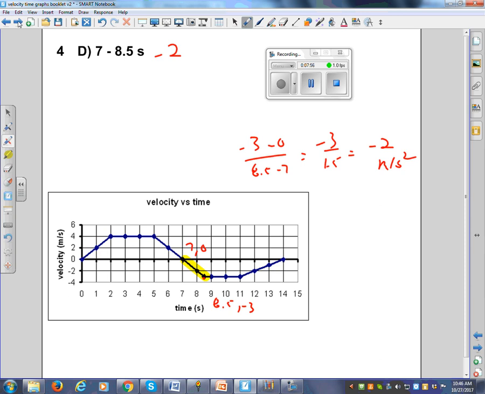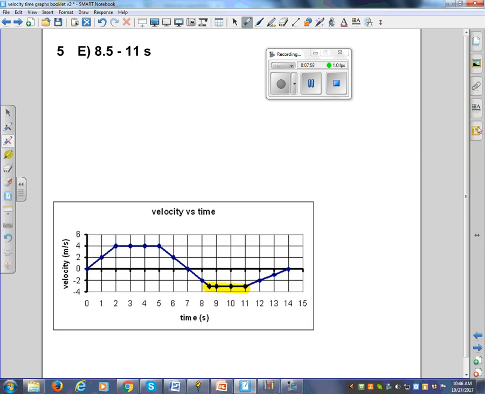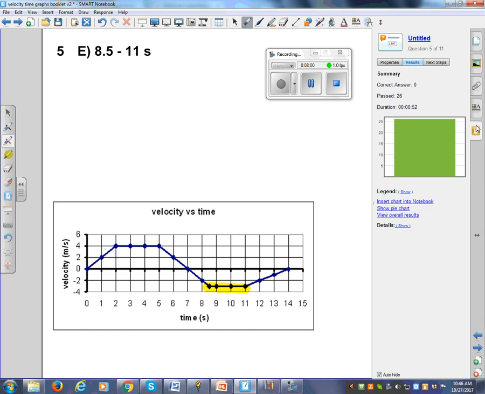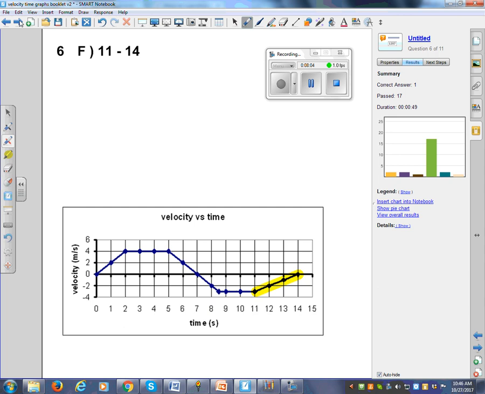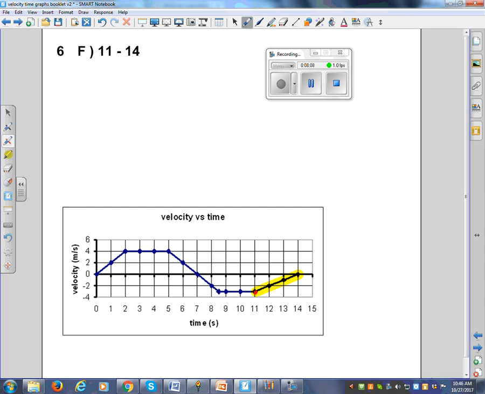Hey, what's the next one? 0. Yay, everyone got it. We're getting somewhere. We're making progress. What's the slope here? The slope is 1. This point here is 11, minus 3. This point here is 14, 0. So it's going to be 0 minus a minus 3 all over 14 minus 11, which is 3 over 3, or 1 meter per second squared.